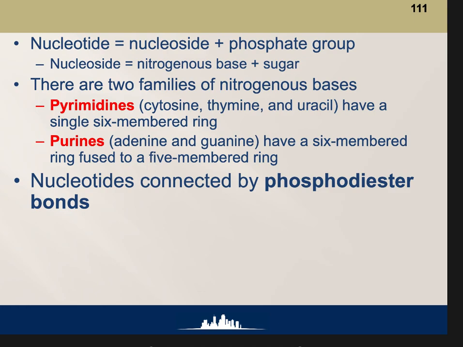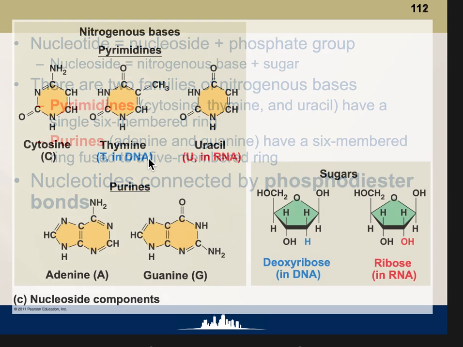A nucleoside is a nitrogenous base in a sugar. There are two families, the pyrimidines and purines, something I've already mentioned, and they have a 6-membered ring and a 6-membered ring fused to a 5-member ring. And again, they are connected by a specific bond in this group, and it's called a phosphodiester bond, and you do need to know that.